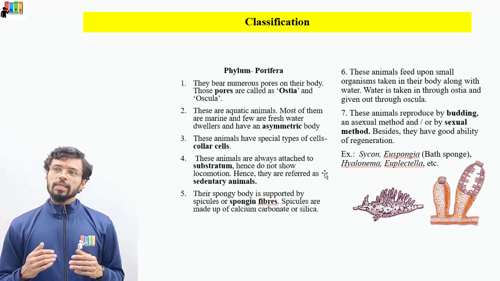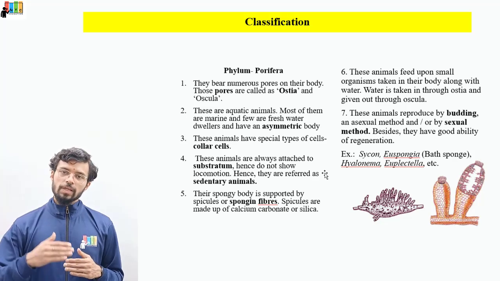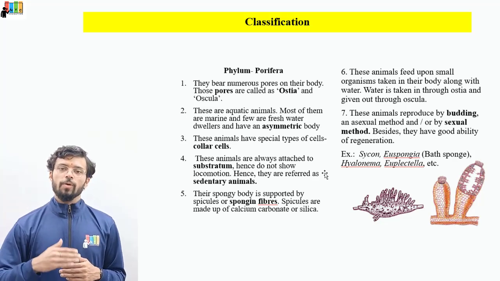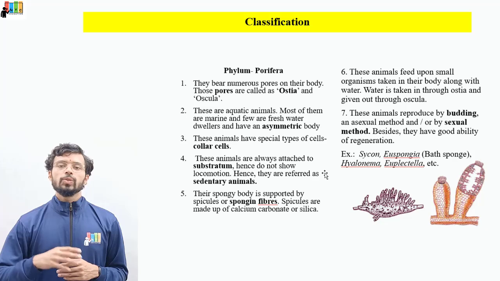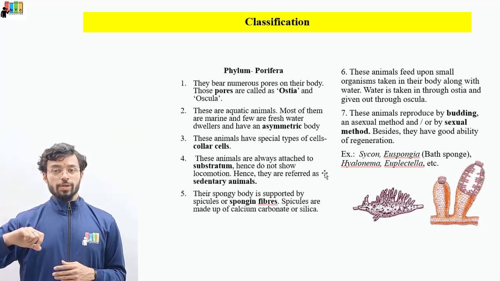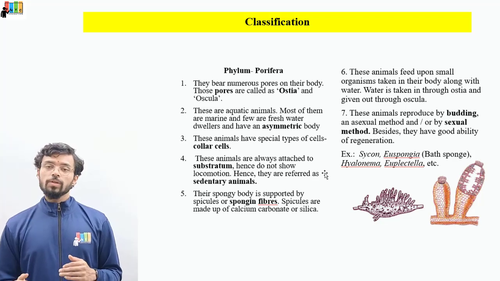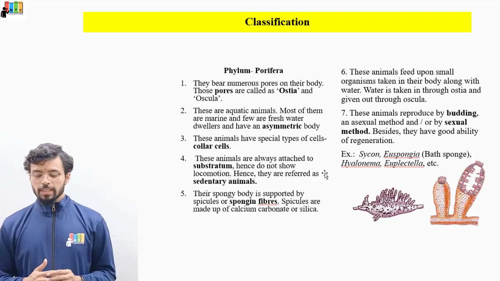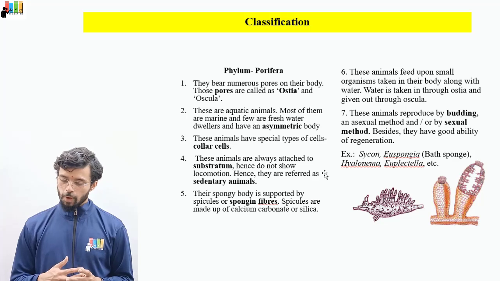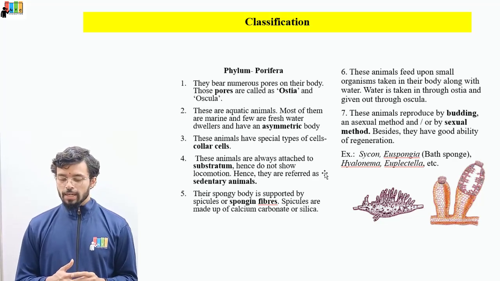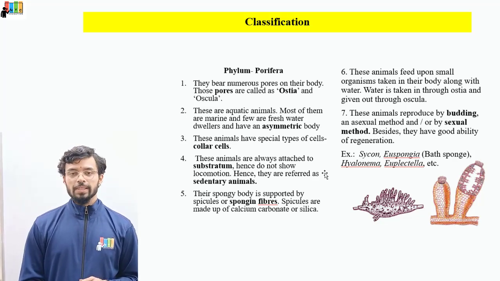And see, this is a characteristic feature as we go higher in the classification strata. Usually the power of regeneration is lost. So since they are still at the very basal level, they have a good power of regeneration. Examples are your Scypha, Euspongia, that is bath sponge, and other examples that have been given in your textbook.